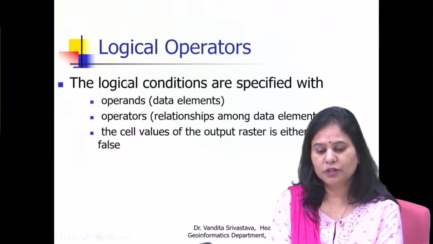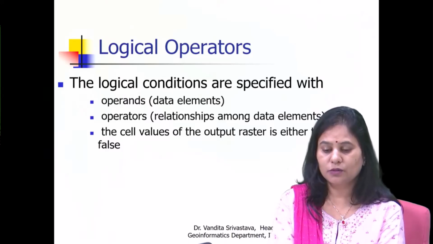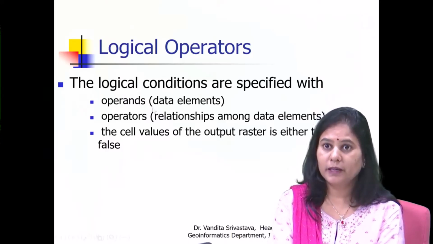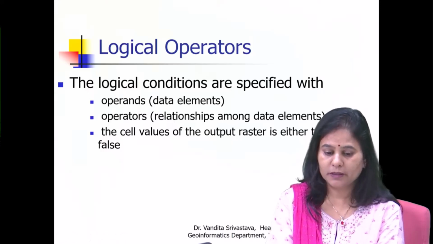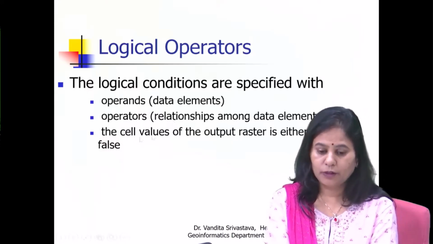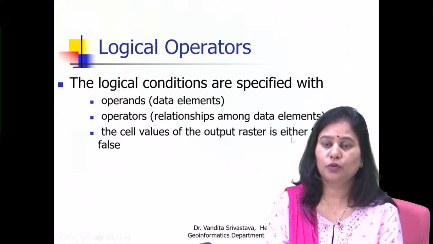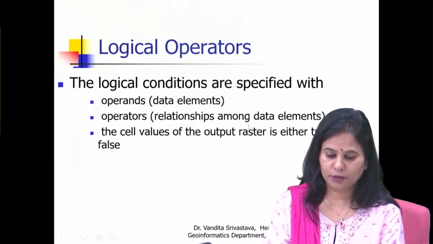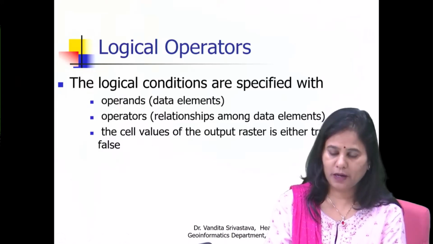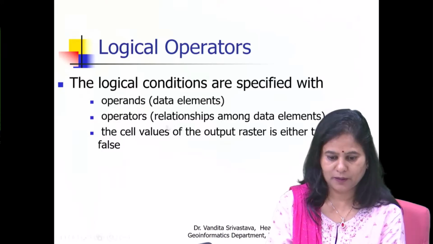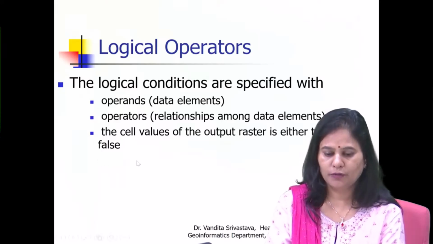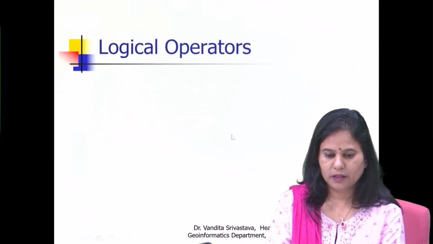Whenever you perform a logical operation, there are three things that need to be there. One is the operand, the data elements that we are going to operate upon; the operator, the relationship between these operands or data elements; and the outcome. The outcome will be cell values that will be either true or false. If we are talking about fuzzy theory, then we will have a more gradual output, or it will be different, but there still have to be some cell values there as well. Okay, so these three things are the basics of logical operators. We'll see how they look.